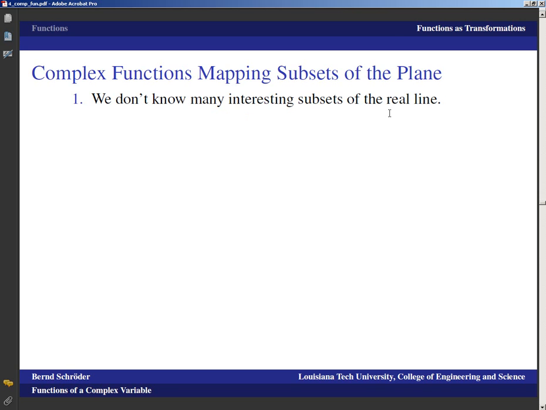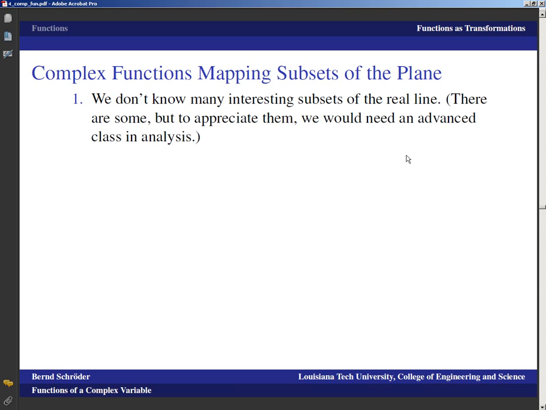Just about everything in calculus is defined on an interval, and it should be. Now, there are some interesting subsets, interesting often in a pathological sense, and to fully appreciate those subsets we would need an advanced class in analysis, so we'll leave that be. For the purposes of this class, there isn't that much interesting going on on the real line. But there are all sorts of interesting subsets on the plane, because now that we've got that second dimension, we can do geometry there, right?